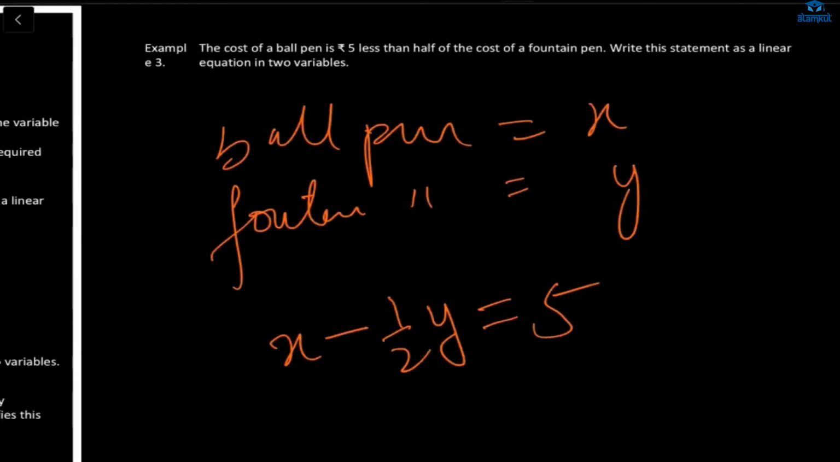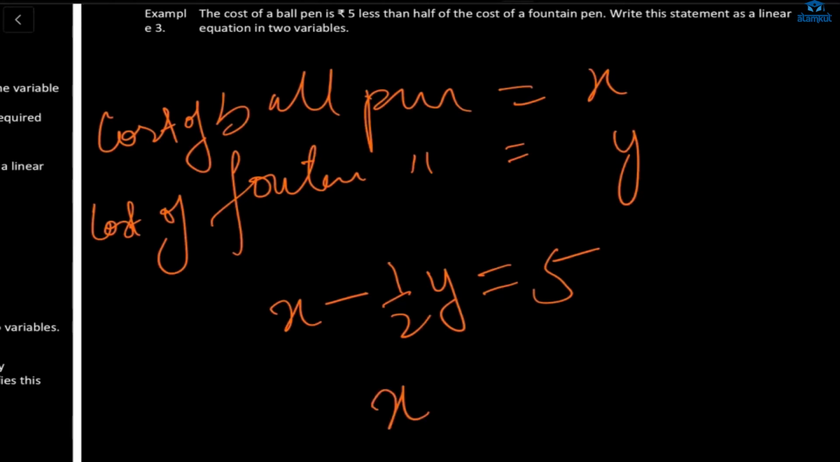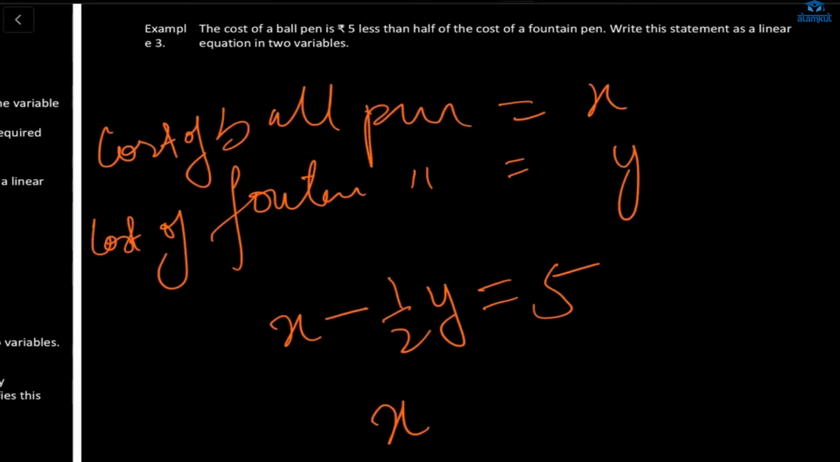Everybody read the question. The cost of a ball pen is 5 less than half of the cost of the fountain pen. So two unknown quantities are here: the cost of your ball pen and the cost of the fountain pen. We have assumed the cost of the ball pen as x and the cost of the fountain pen as y. Now if you see carefully, the cost of a ball pen, x, is 5 less than half of the cost of the fountain pen. So the x value will be equal to half of the cost of the fountain pen, which is y by 2, minus 5, since it is written 5 less than half of the cost of the fountain pen. So this equation you will get.